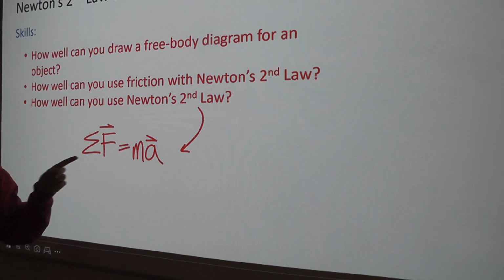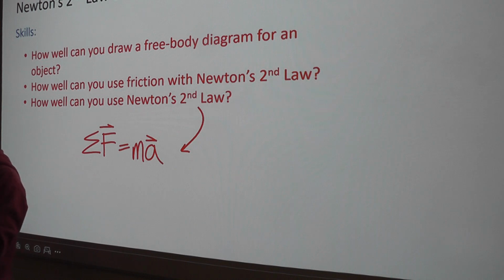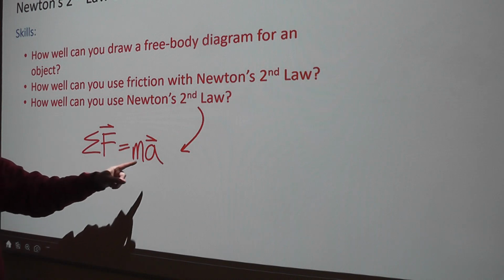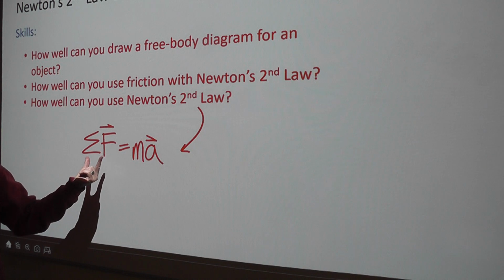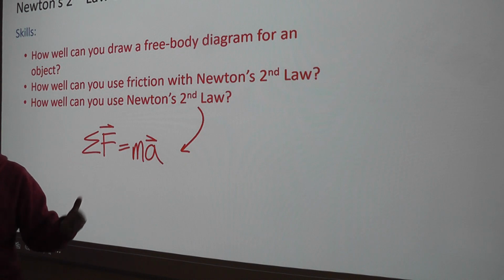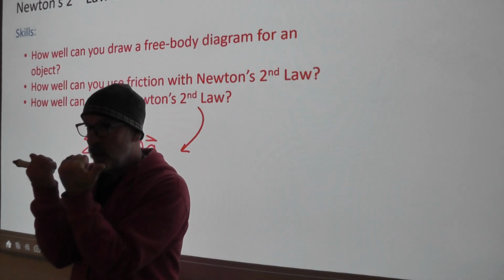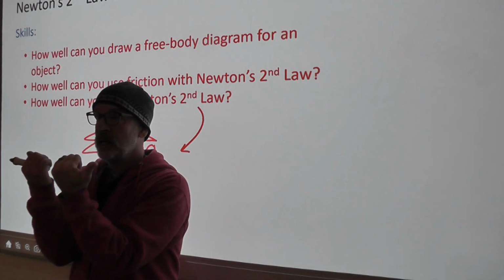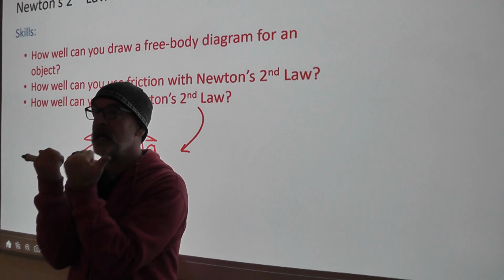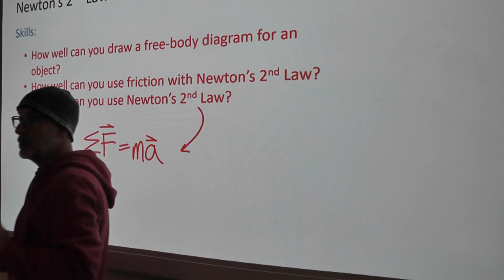Because what I said was, look, if we get this thing moving at a constant speed, then there's no acceleration. That means there's no overall force. And if we set this up so that there's only two forces, one in one direction, one in the other direction, and we know it's not accelerating, then those two forces have to be the same. And that's how we found the force of friction acting on it.